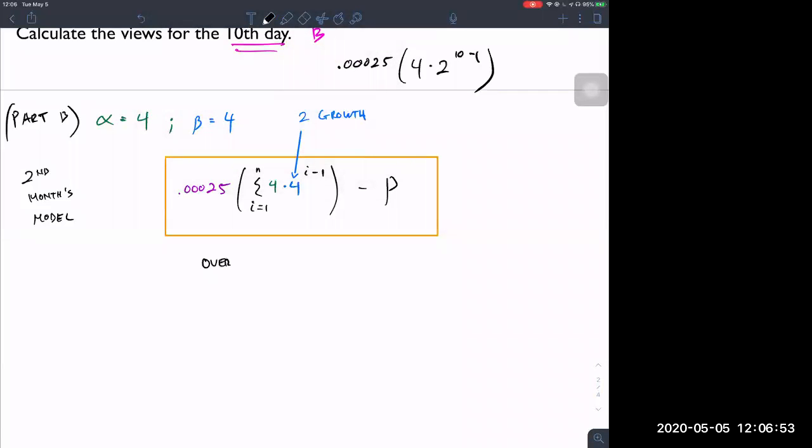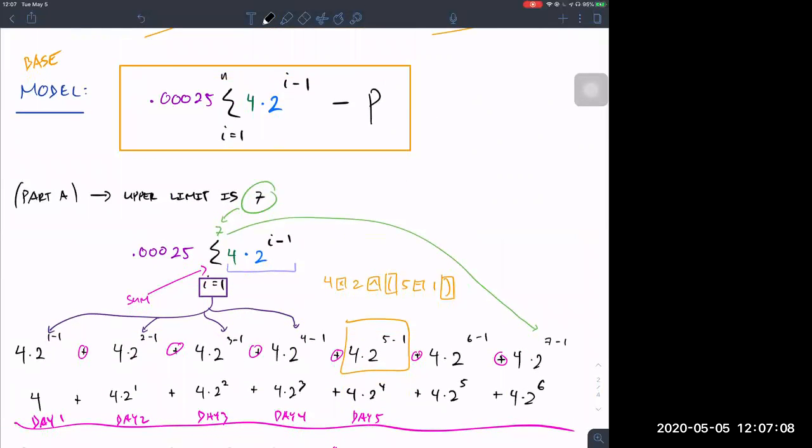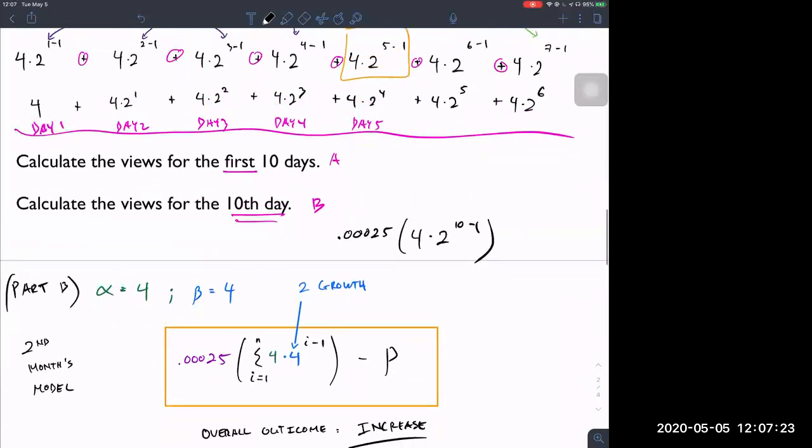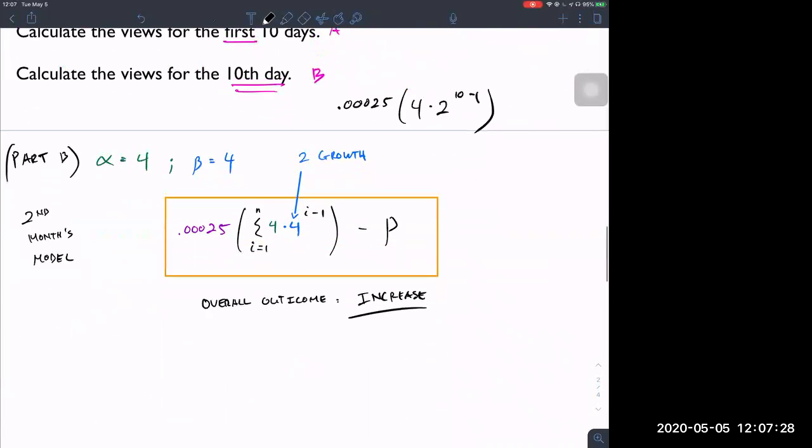Overall outcome is an increase. Why is it an increase? The reason is that if you compare this orange rectangle with the first orange rectangle, and take numbers out of the equation in the sense of how many days you've seen, how much you pay the intern, P, payroll. Ignore that. Just take it for face value. What grows faster? This one, first one, base model, or this one?